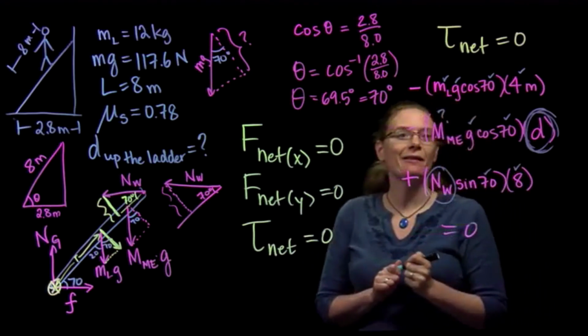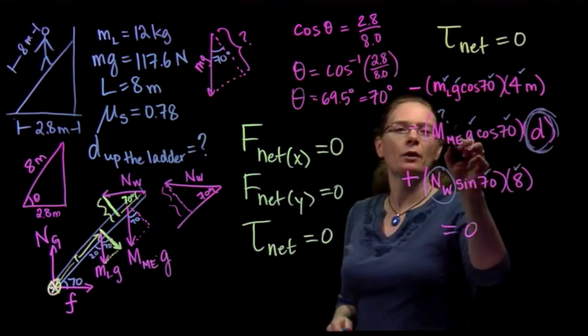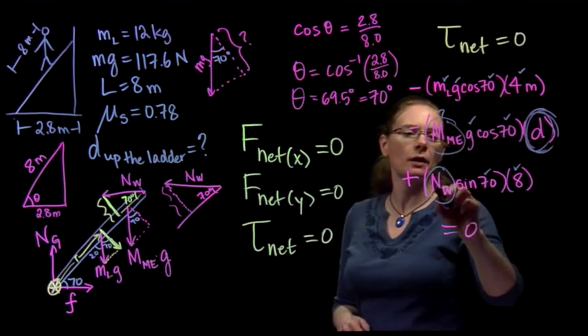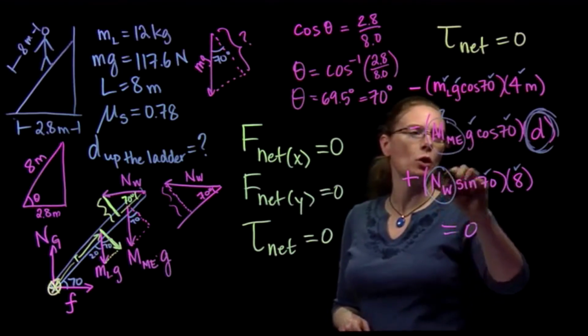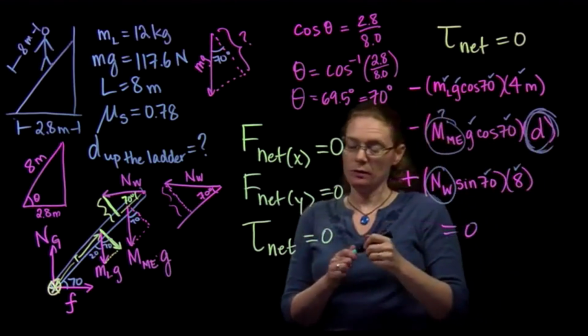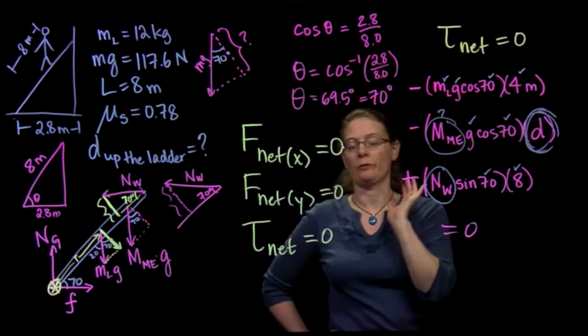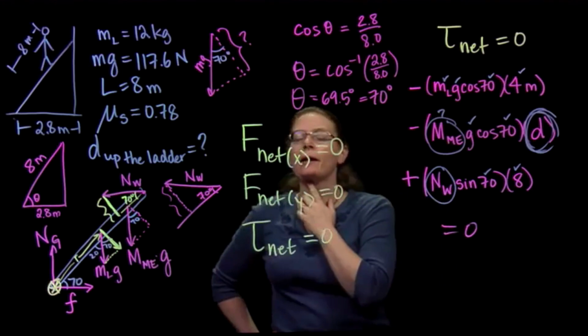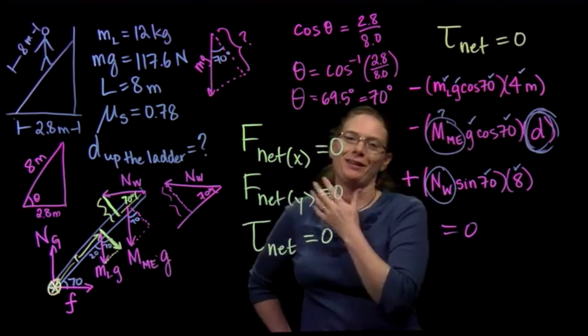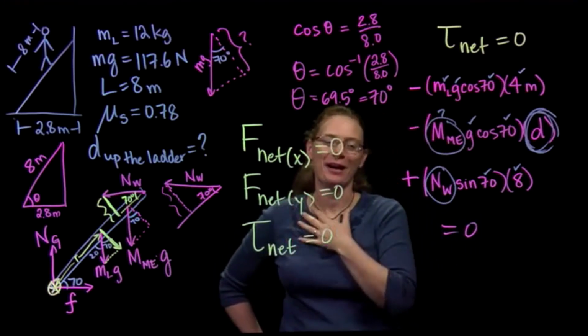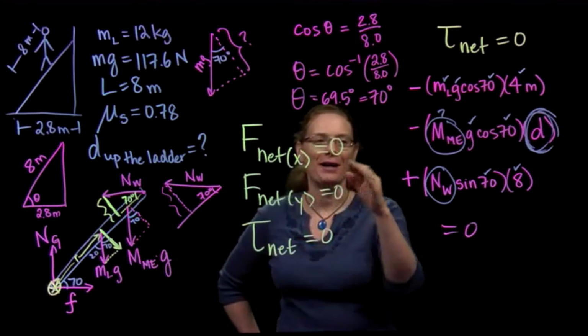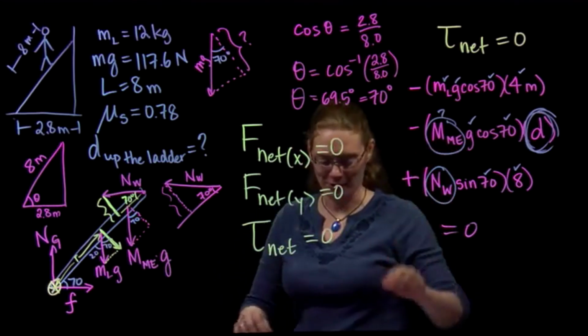I have 3 unknowns. I don't know my mass. I don't know the normal force due to the wall, and I'm looking for D. Still can't solve it. So I have 3 unknowns and 1 equation. I need more information. Well, okay, I said I don't know my mass, but actually I do. I know how much my mass is. So I'm going to say that I can figure out what this one is.